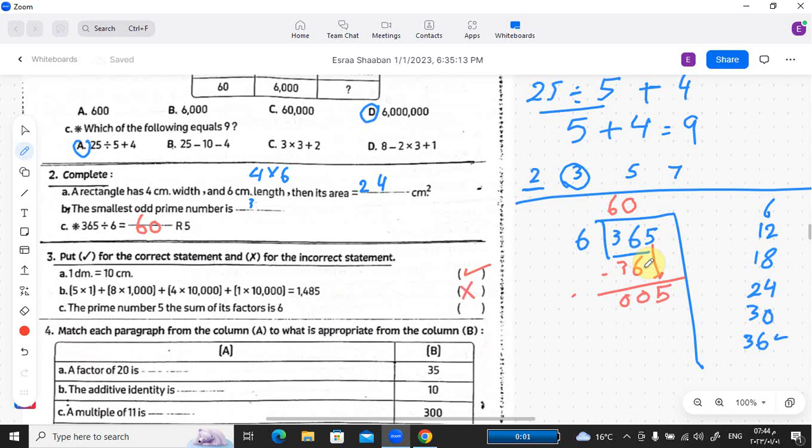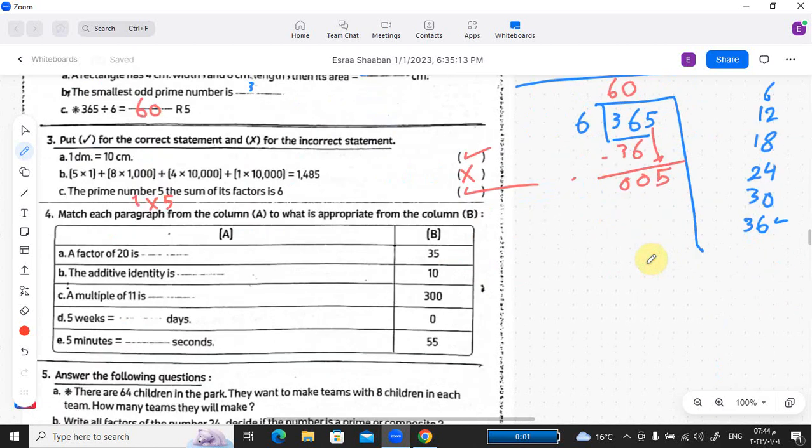C. The prime number 5, the sum of its factors is 6. Okay, the prime number has 1 times 5 only, right? So the factors of 5 are 1 and 5. The sum of 1 and 5 is 6. Yeah, 1 plus 5 equals 6.